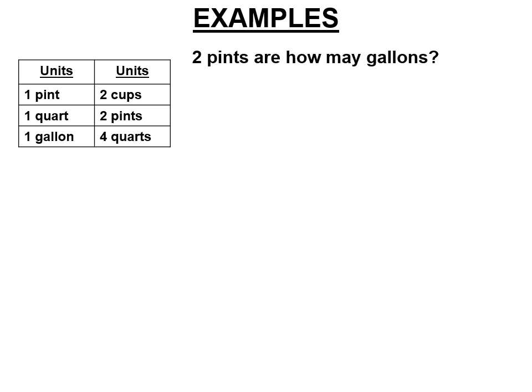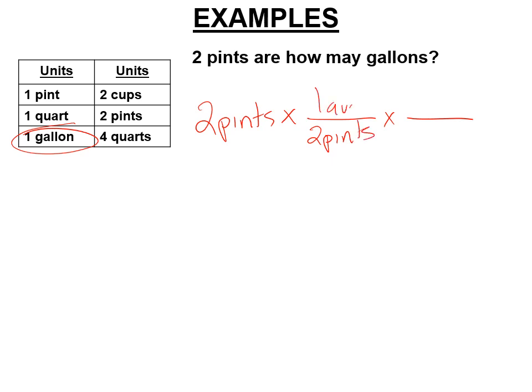2 pints is how many gallons? So 2 pints. We know we're going to have at least 2 today, so we need to go from pints to gallons. There's the only one with gallons. So we're going to do 2 pints, 1 quart. So the pints cancel. And then 4 quarts is 1 gallon. All right, now I've canceled quarts and pints, and I've got gallons.